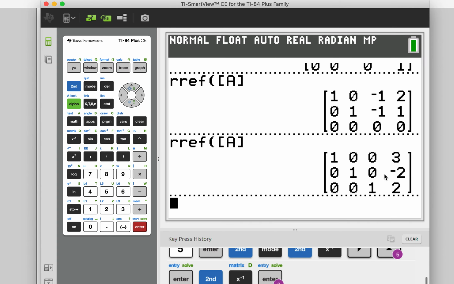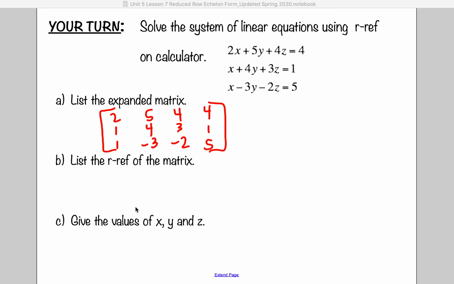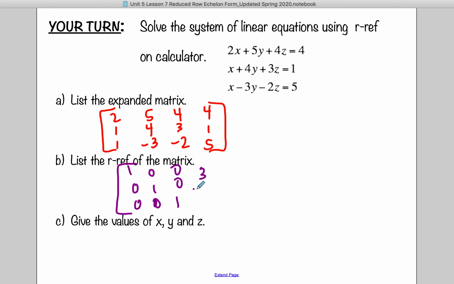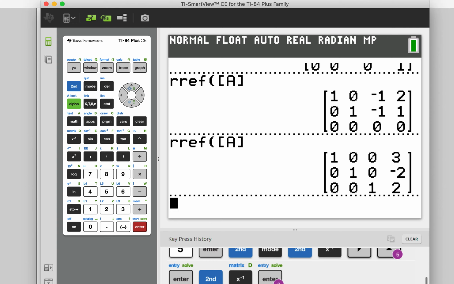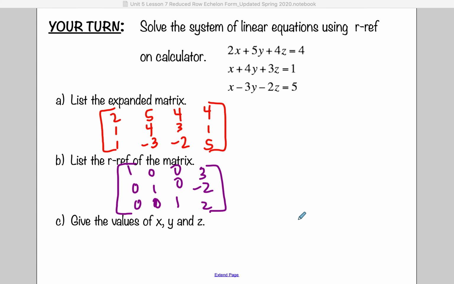And I hit enter. Does this one work? Yes, it does. We got our goal here, and then these would be our solutions. Okay, so we need to write down the RREF matrix. So what do we get off the calculator? So we have 1, 0, 0, and then 3, negative 2, 2. Correct? I think that's what we got. Let's check. 3, negative 2, 2. Good. And then get the values of x, y, and z. There's my x, my y, and my z. So we always write them as ordered triples. So we got 3, negative 2, and 2.